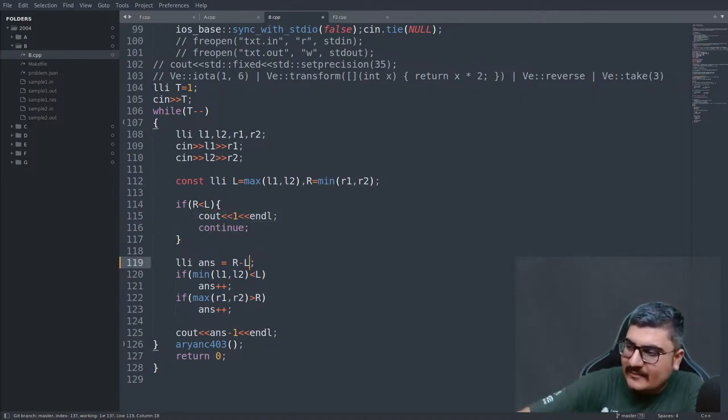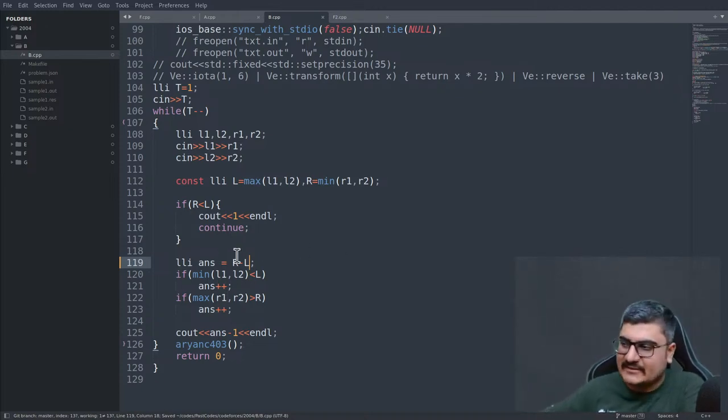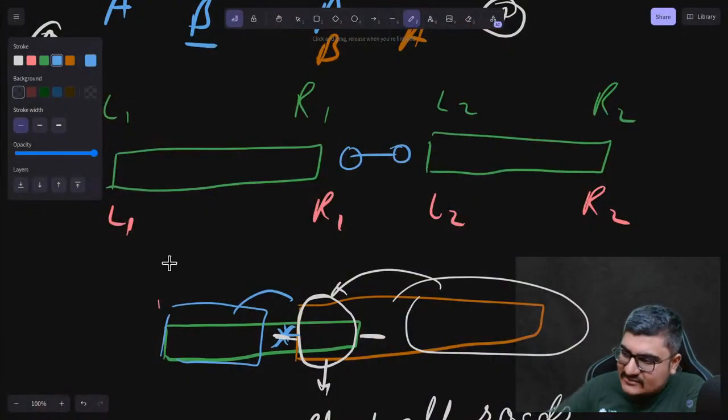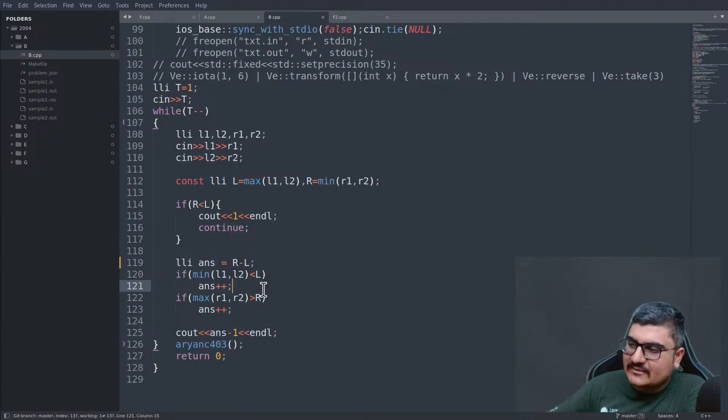Otherwise, L to R is the common area, and R minus L would be the number of common places there. And if there is some extra place like this over here, then we should delete one road from here. So answer plus plus.